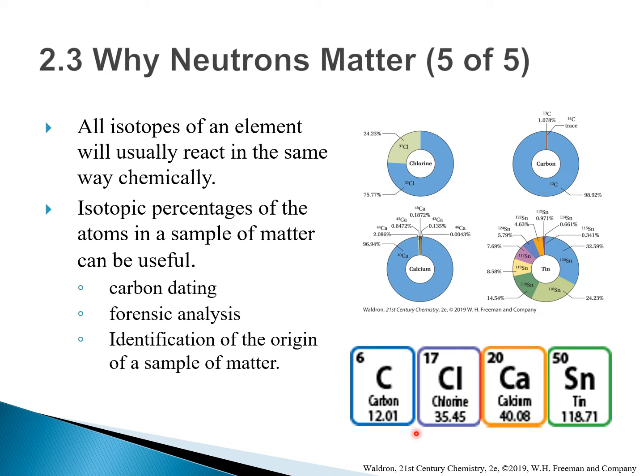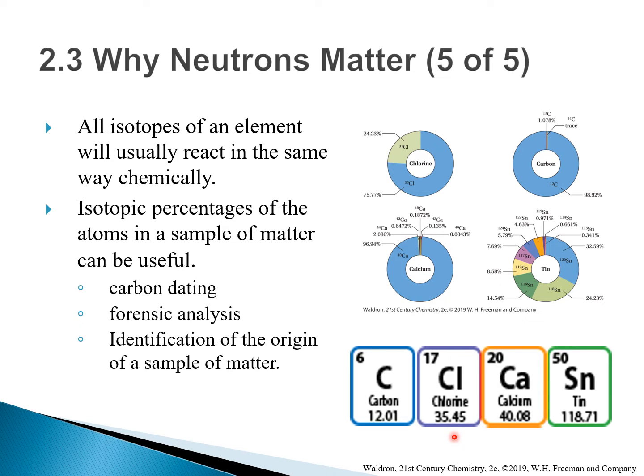For example, chlorine's atomic mass is 35.45. It actually comes from chlorine-35 and chlorine-37. In nature, they are 75.77% chlorine-35 and 24.23% chlorine-37, and these average out to an average atomic mass of 35.45.